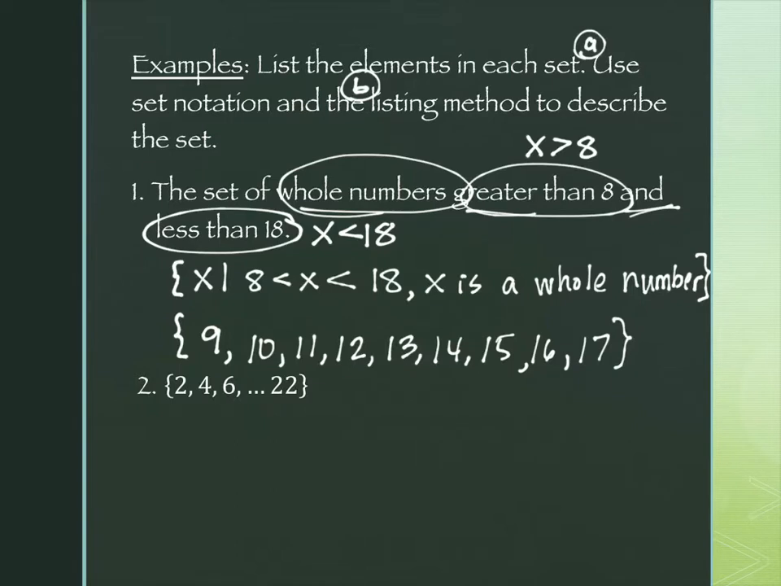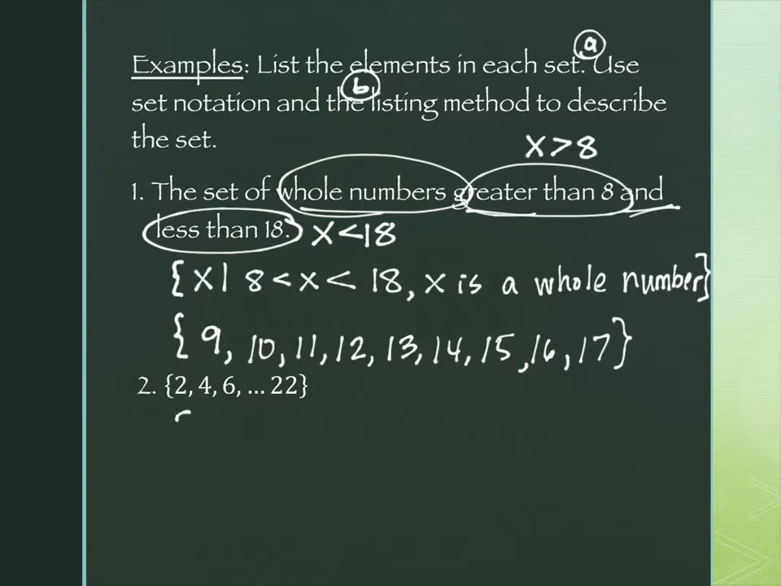All right, so on number 2, it actually almost looks like a listing method already, doesn't it? I mean, they've listed out a few of the things, and they've put the dots in there. Well, that's fine, but the listing method actually means we list out every element, all of them, okay? Which means that sometimes we can't even do a listing method, right? If you were using all the numbers, not all the whole numbers, we'd be stuck because there's no way to write out all of the fractions and decimals in between numbers, right?